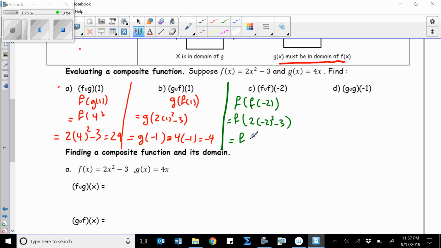So I'm going to replace that here, f of that value. This is what I need to find now. Now what is f of 3? It's 2 times, I just replace it with the x here in f of x. 2 times 3 squared minus 3. 3 squared is 9. 9 times 2 is 18. Minus 3 is 15.